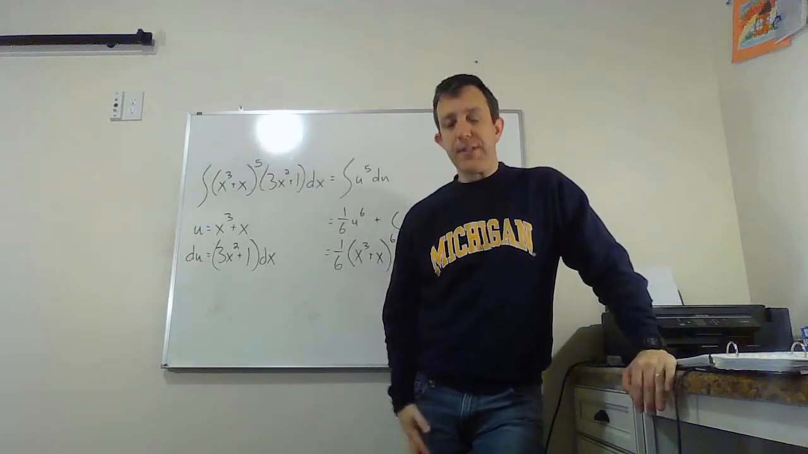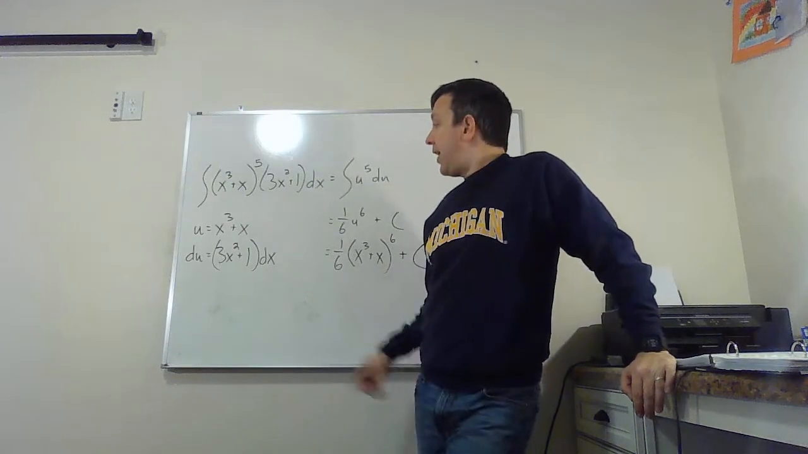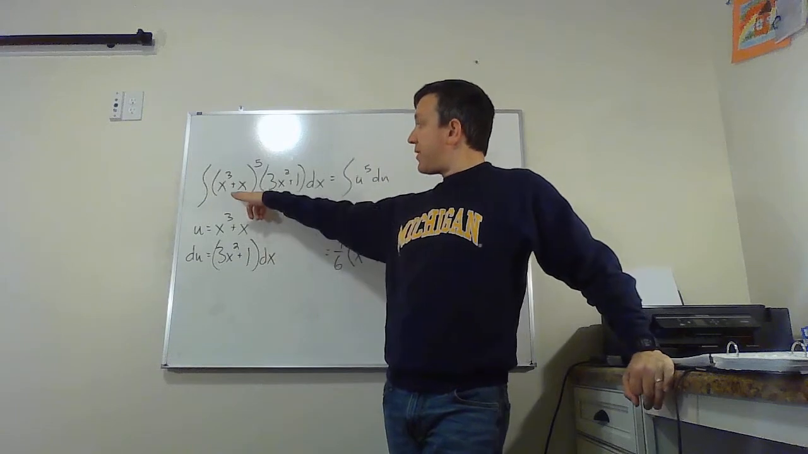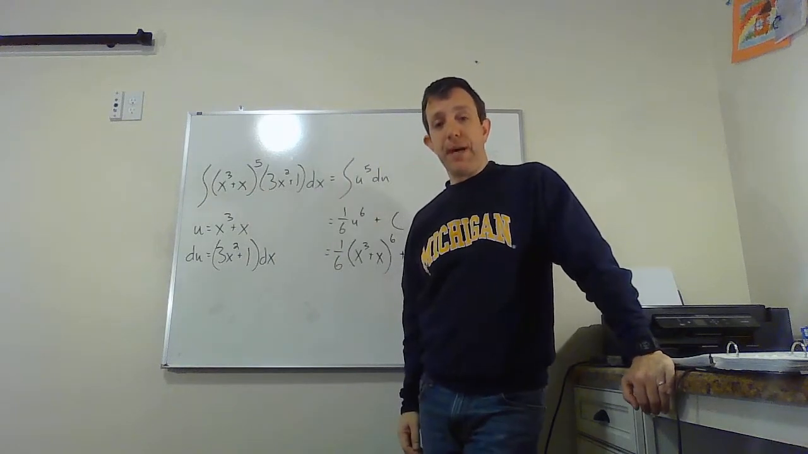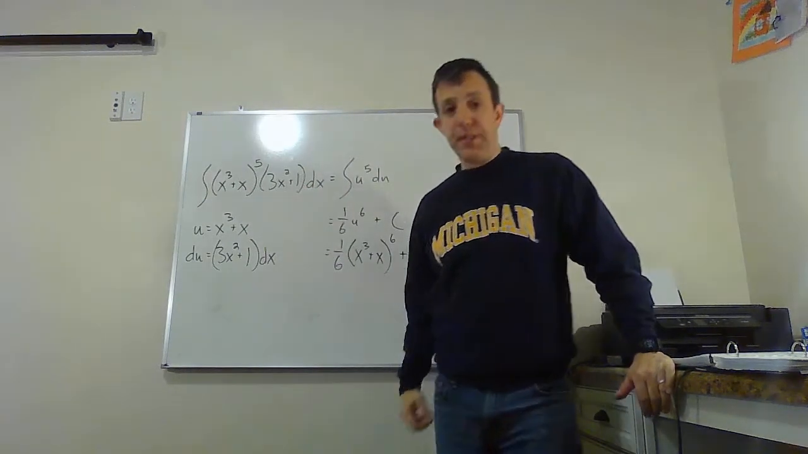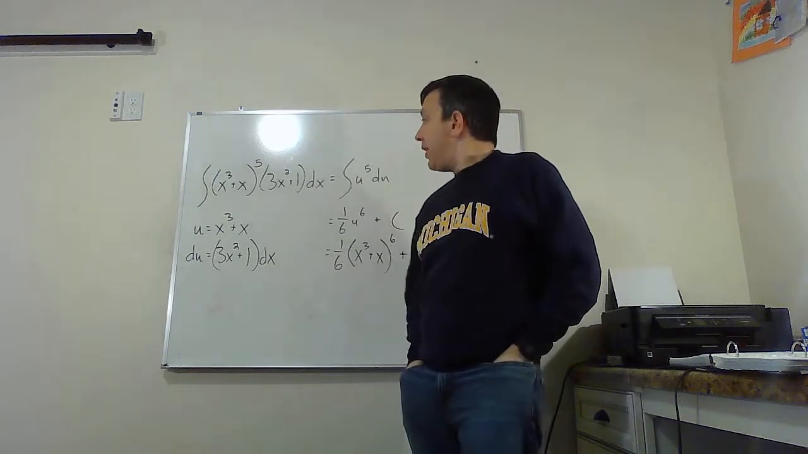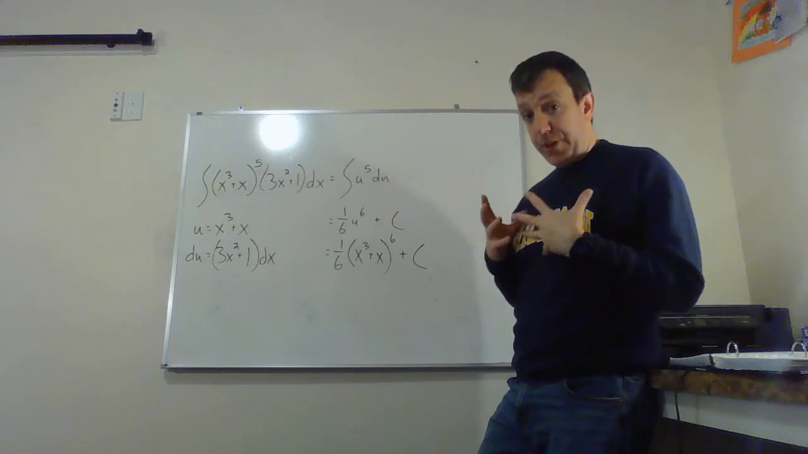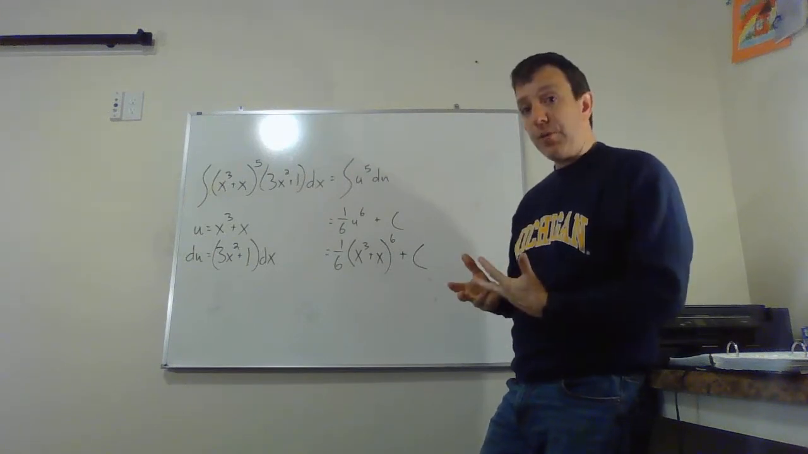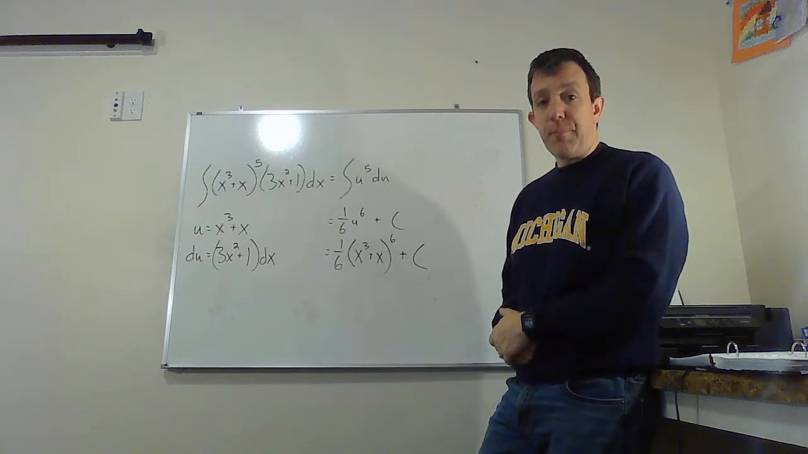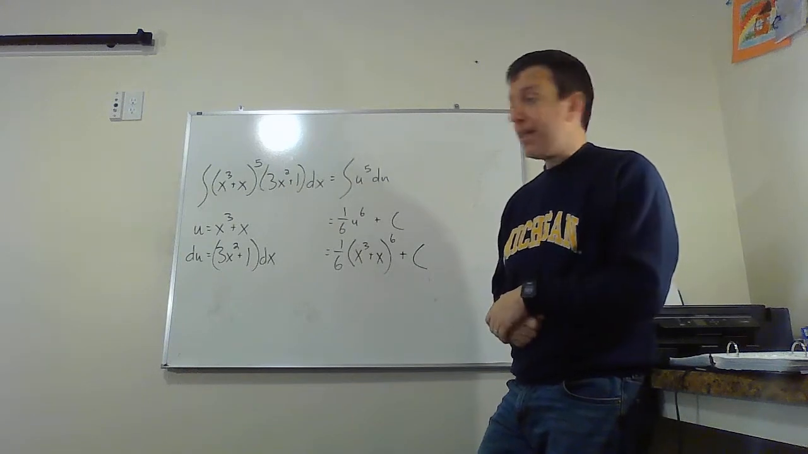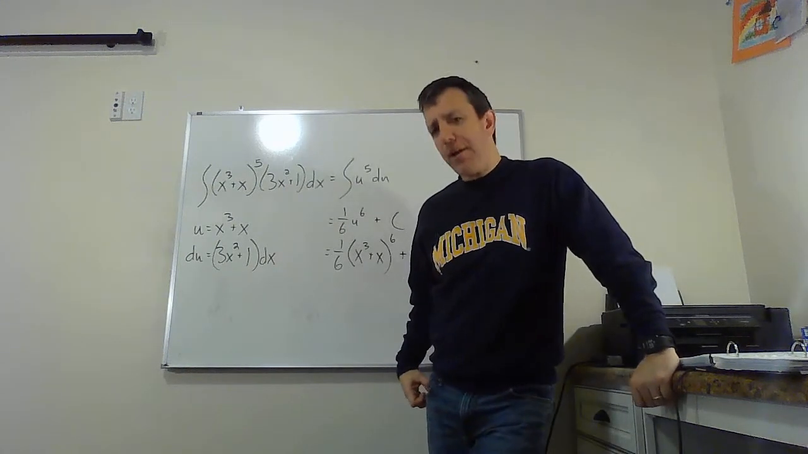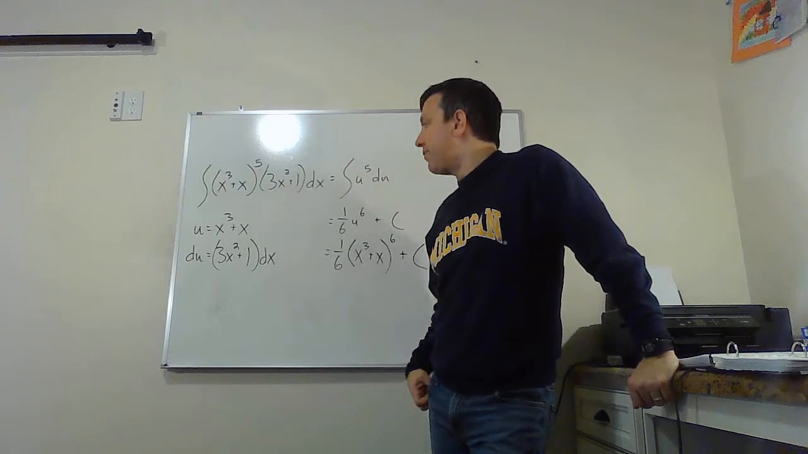Okay, so here's my first example using substitution. I want the indefinite integral of x cubed plus x, all raised to the 5th power, times 3x squared plus 1 dx. So what we're looking for is to make a substitution here where the thing that we replace with a u has a derivative that's already in the problem. That would be great. And ideally that's what happens. It doesn't always quite work out and we have to get a little creative, but this one's going to be relatively straightforward.